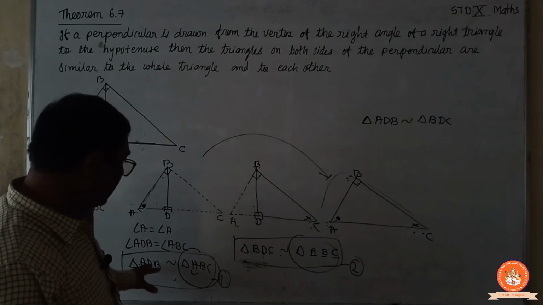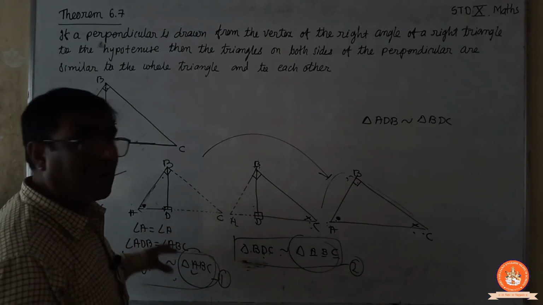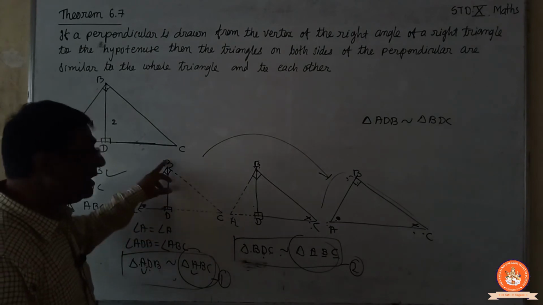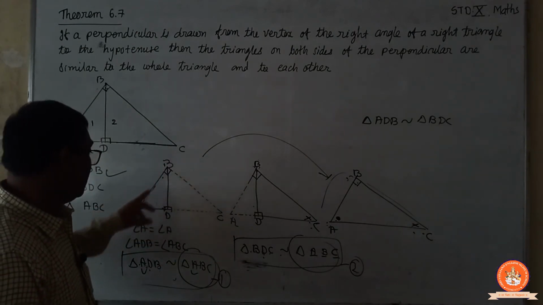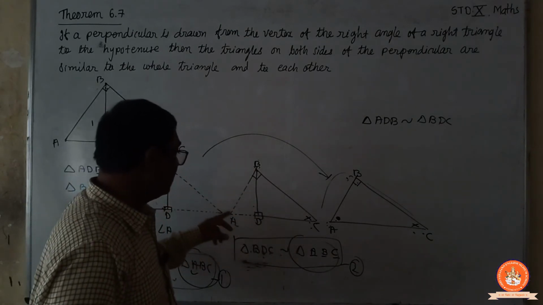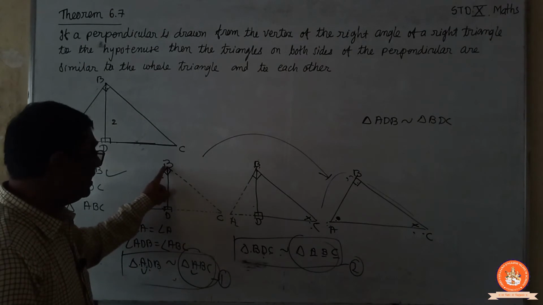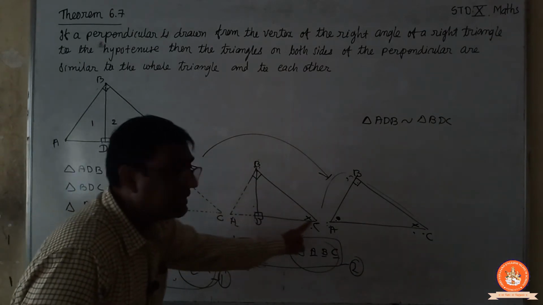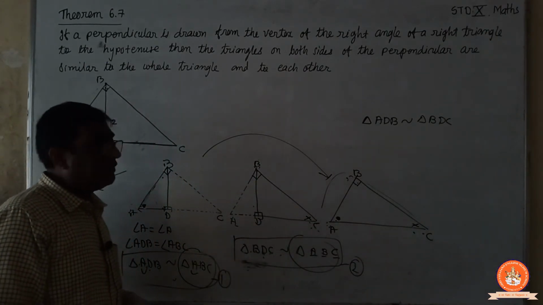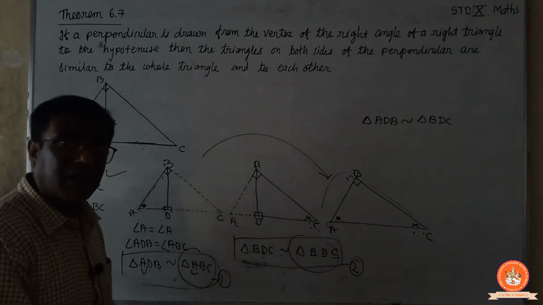So keep memorizing the correspondence: ADB is similar to ABC, BDC is similar to ABC, and ADB is similar to BDC. We will use this result in the Pythagoras theorem. Okay, very good.